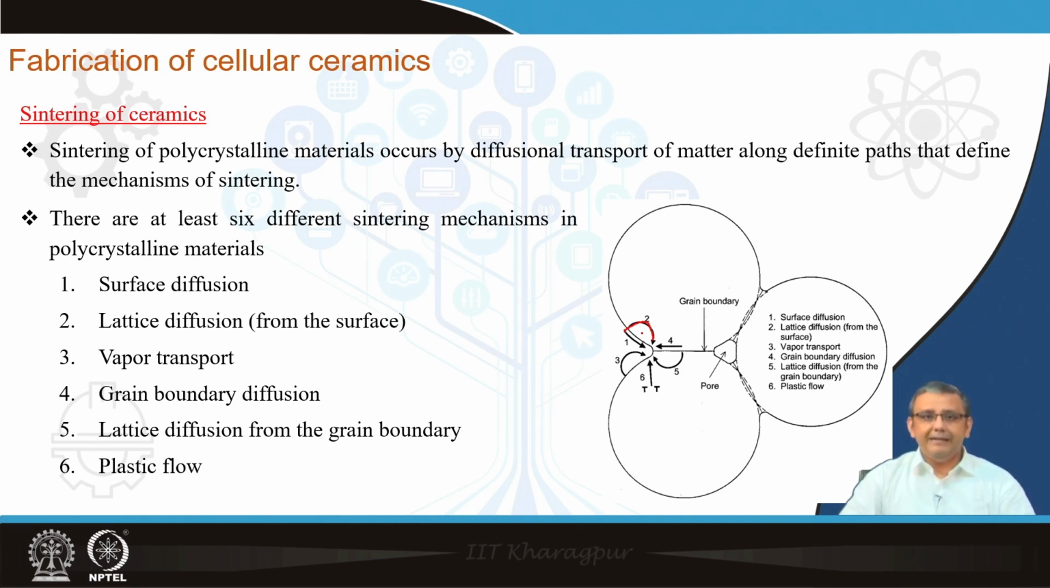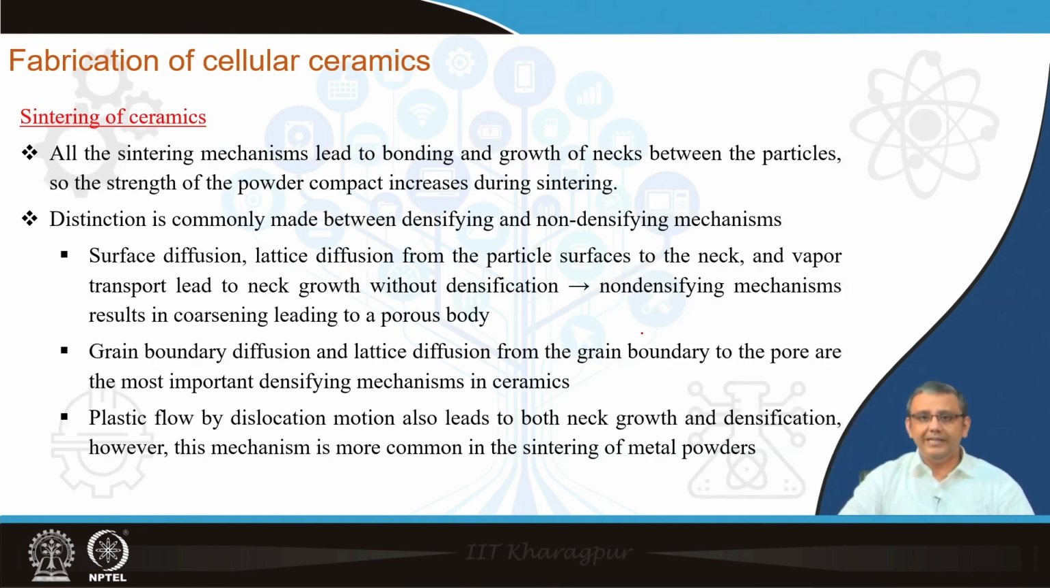Now, these 5 or 6 mechanisms actually occur in different fashion. Out of these mechanisms, mechanisms 1, 2 and 3, that means surface diffusion, lattice diffusion and vapor transport, lead to neck growth without densification. That means these 3 processes lead to coarsening, but without any reduction in the porosity.